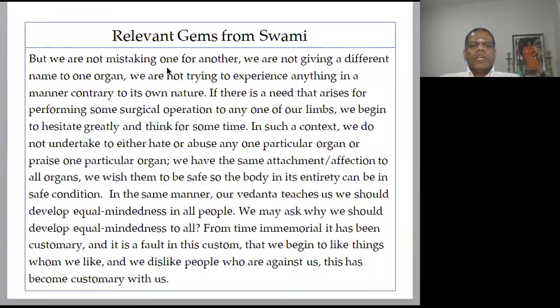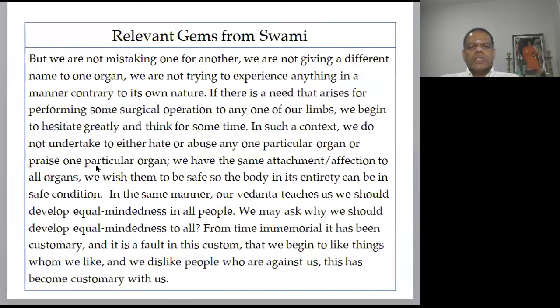But we are not mistaking one for another. We are not giving a different name to one organ. We are not trying to experience anything in a manner contrary to its own nature. If a need arises for performing some surgical operation on any one of our limbs, we begin to hesitate greatly and think for some time.